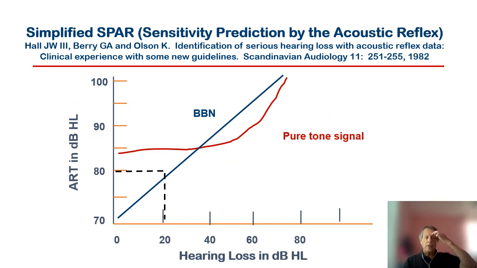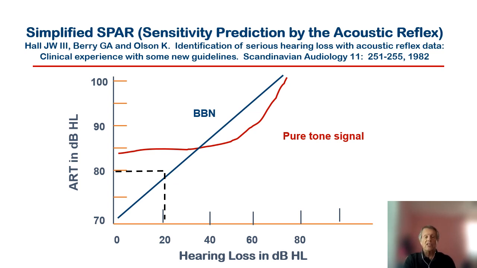Here's the graph I was referring to, and this is some work I performed way back in the 1980s. We all know that when you present a pure tone signal to measure the acoustic reflex, there can be considerable hearing loss, and yet the threshold for the acoustic reflex with the pure tone signal is somewhere in the 80 to 85 dB region. And as we present higher and higher intensities of the pure tone signal, we'll still get a normal threshold.